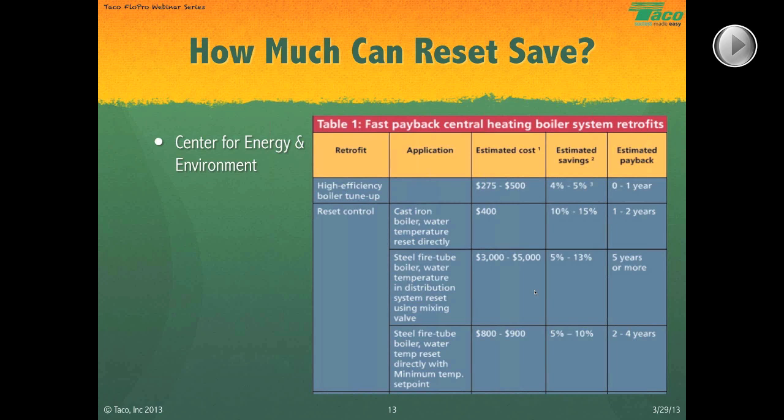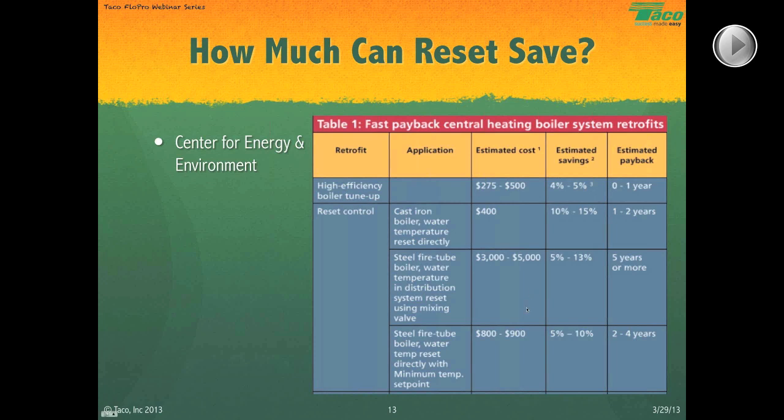So a high-efficiency boiler tune-up, it says here, if you do a combustion analysis and tune that thing up, they say the annual estimated savings is 4 to 5%, which is a good thing. Now take a look at the column for reset control. The first row there is for cast iron boiler water temperature reset directly. Estimated cost, put an asterisk by that because I don't know where they came up with some of that stuff. But the estimated savings, 10 to 15%.